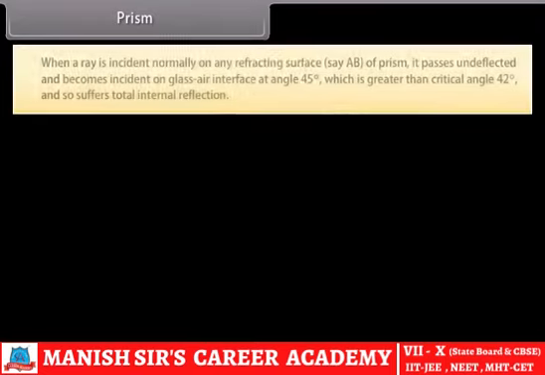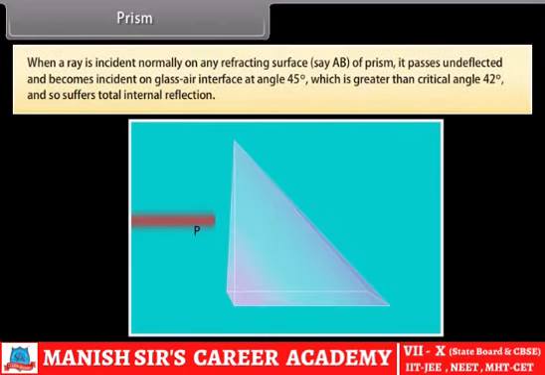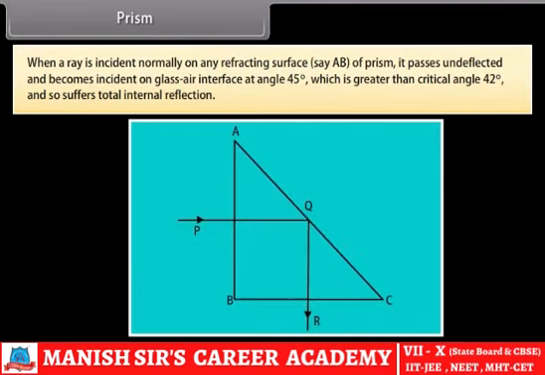Prism. When a ray is incident normally on any refracting surface of a prism, it passes undeflected and becomes incident on the glass-air interface at angle 45 degrees, which is greater than the critical angle 42 degrees, and so suffers total internal reflection. A total reflecting prism may be used to deviate the rays through 90 degrees, to deviate the rays through 180 degrees, and to erect the inverted image without any deviation.